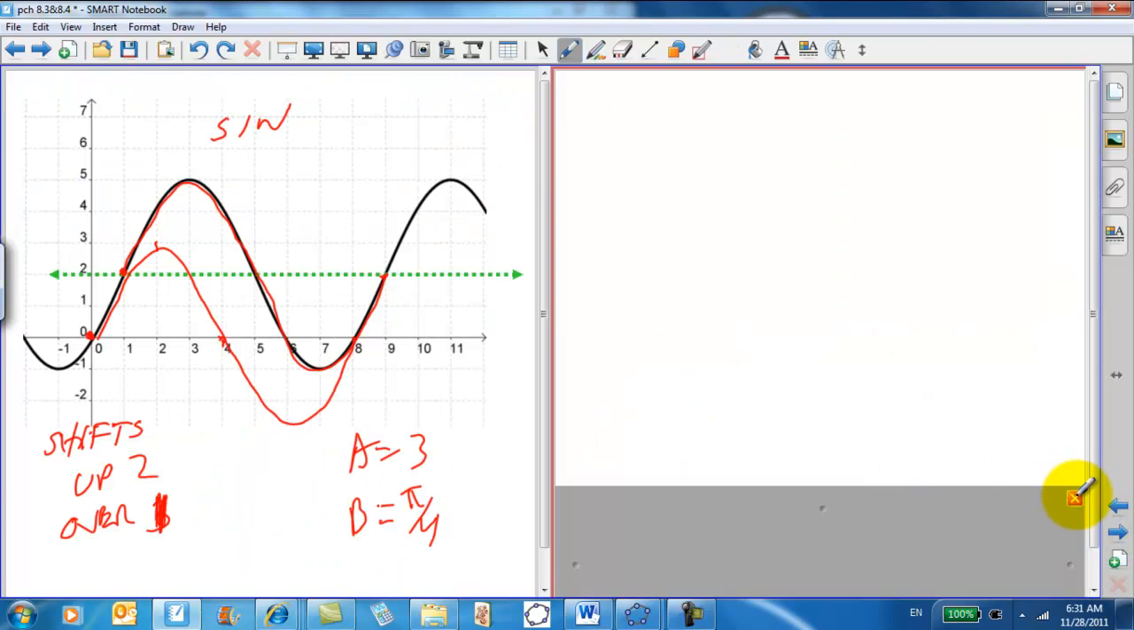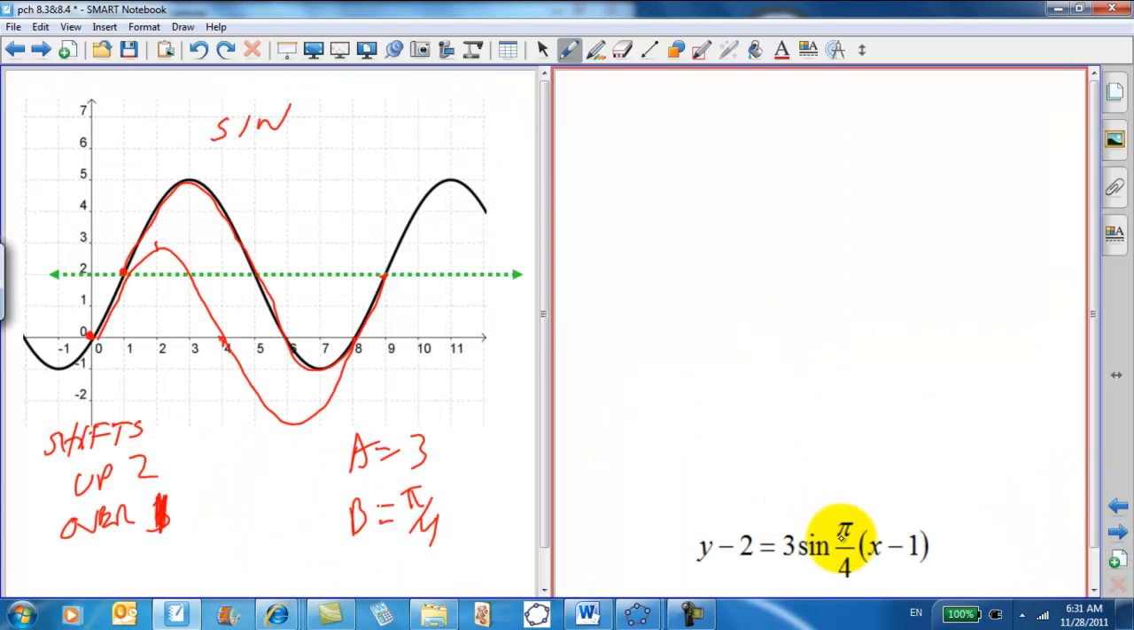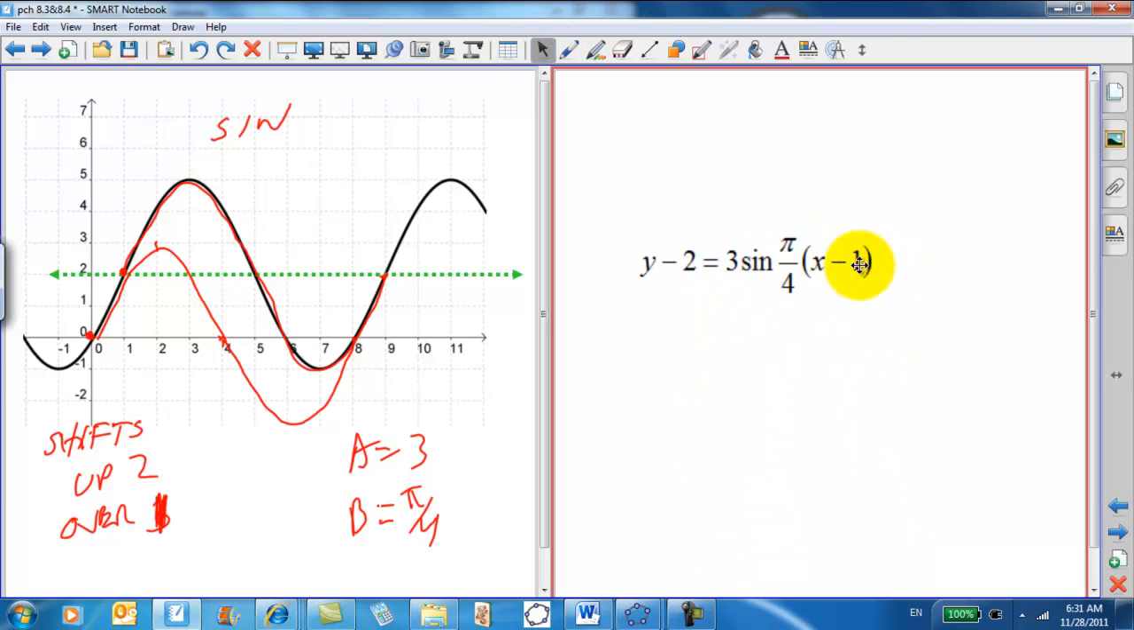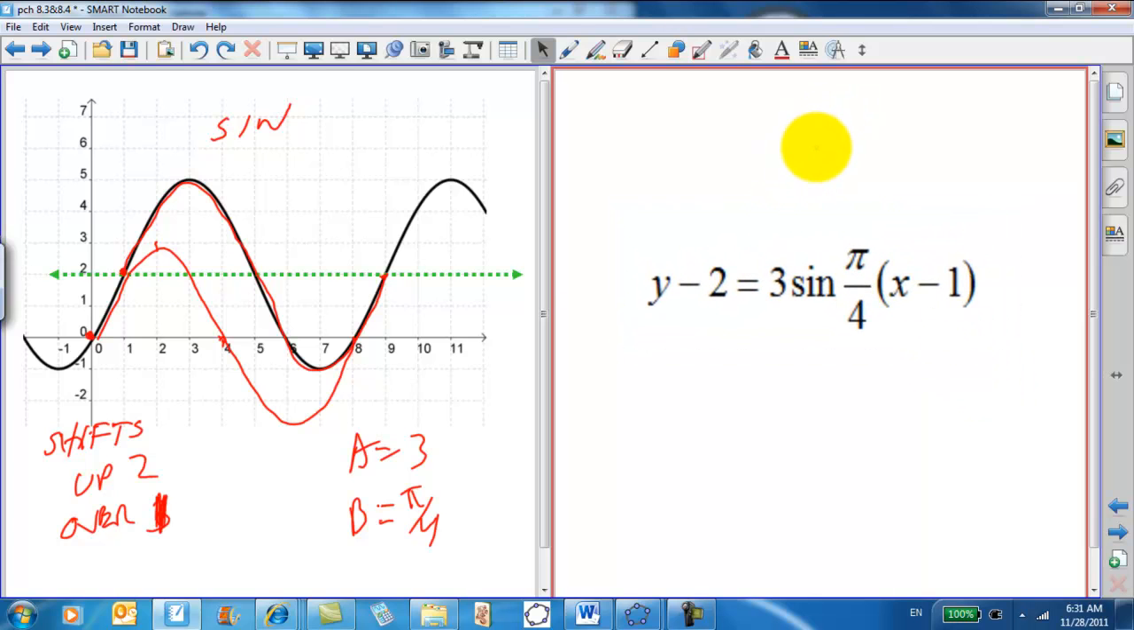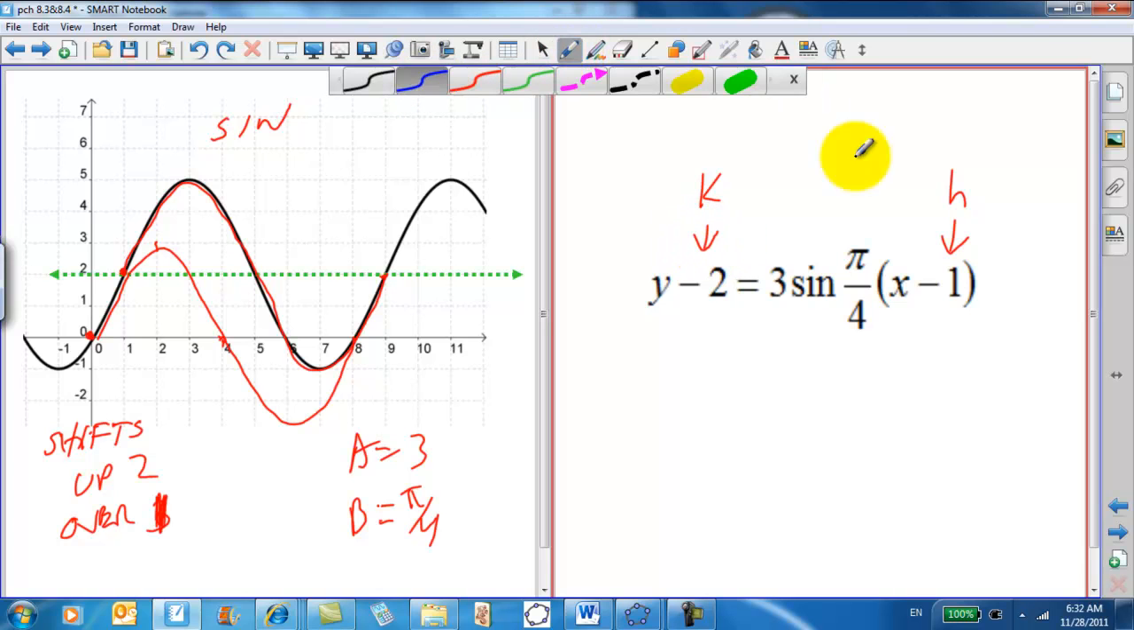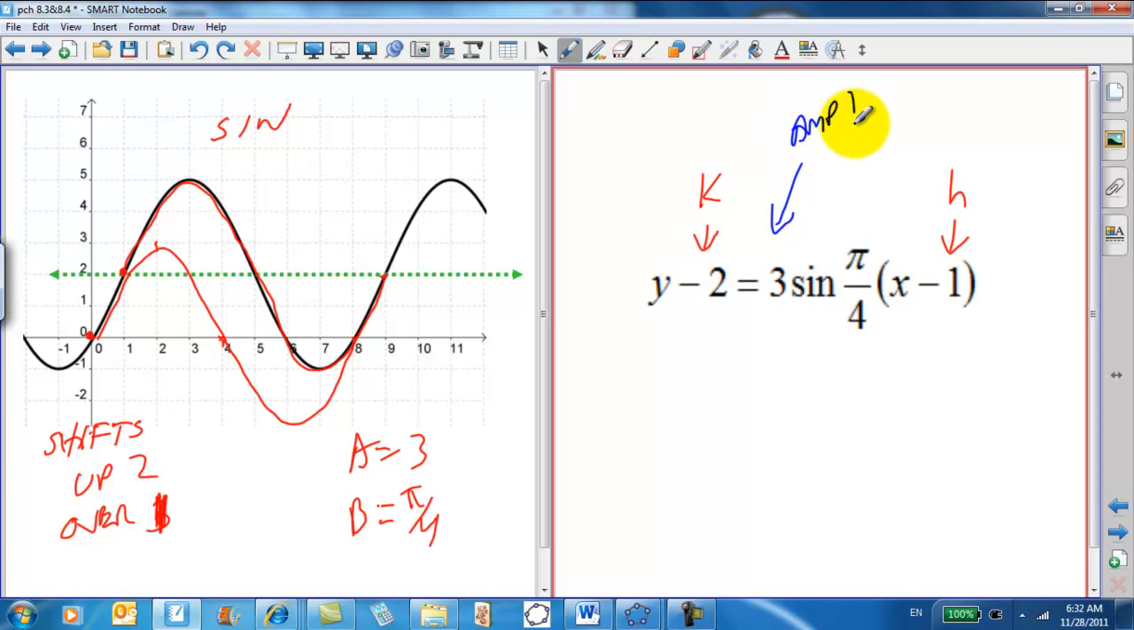So sure enough, there's our sine wave. And let's go over the different parts of this. There's the h, that's the horizontal shift of 1. Here's the vertical shift up of 2. And we have the amplitude, A. And here, we found this by using the period. Remember, the period is 2 pi divided by B, so B is 2 pi divided by the period. And the period was 8 in this case.